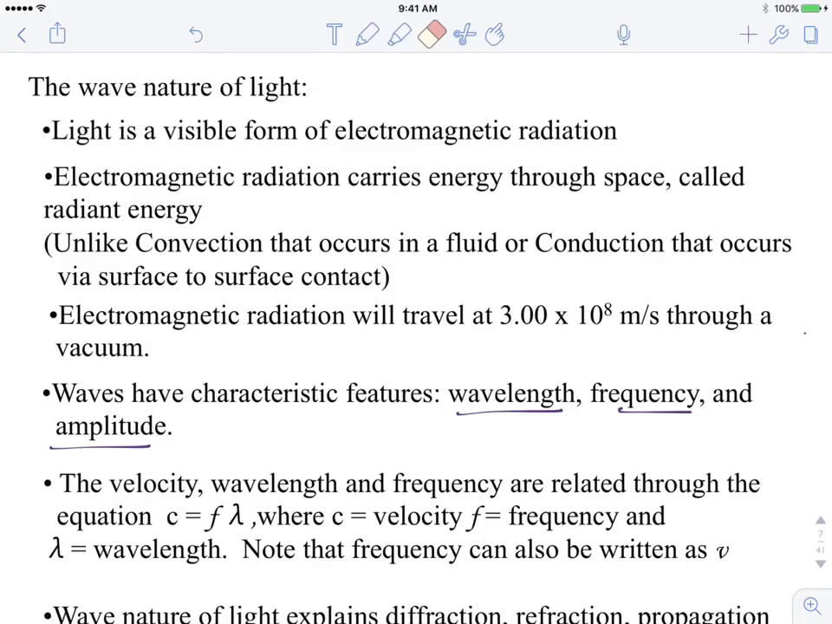Now, electromagnetic radiation is a form of energy. It's carrying it through space. Sometimes people call it radiant energy. This electromagnetic radiation will travel at a constant velocity, and that velocity is 3 times 10 to the 8 meters per second. But that's really only through a vacuum.